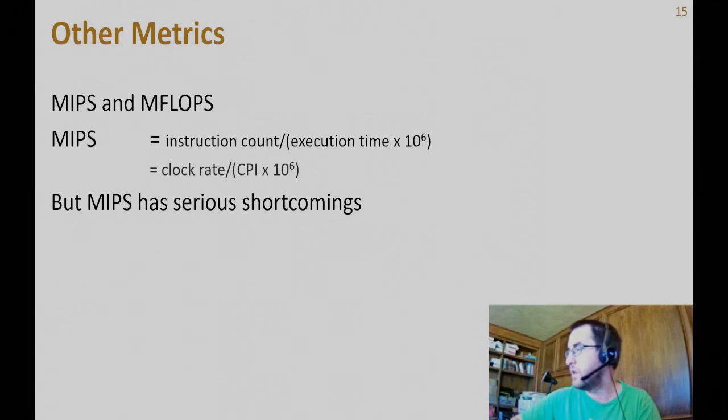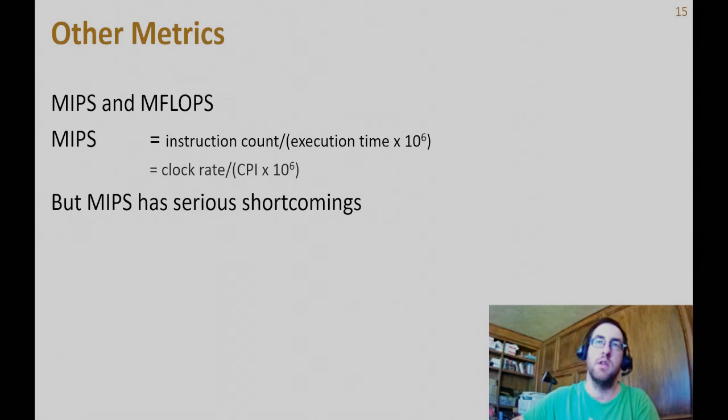You will almost certainly come across some other metrics. One is called MIPS. Sometimes you'll see this as something IPS. It's millions of instructions per second. So it's your instruction count divided by execution time multiplied by 10 to the 6th. That's where your million comes into play.